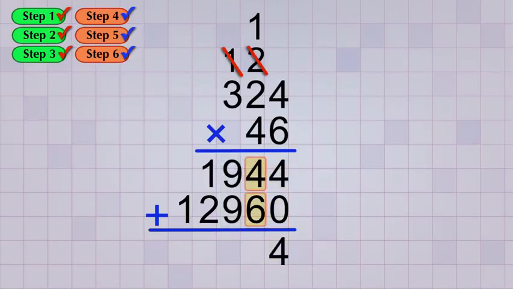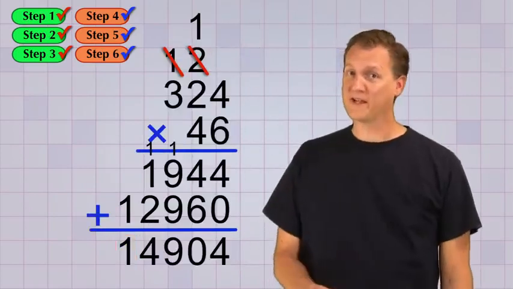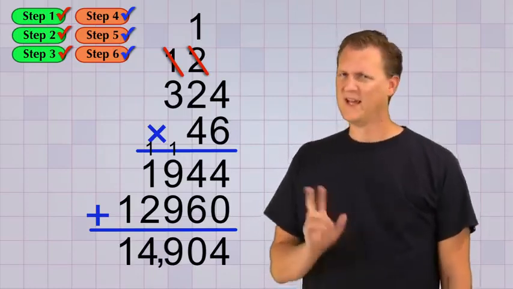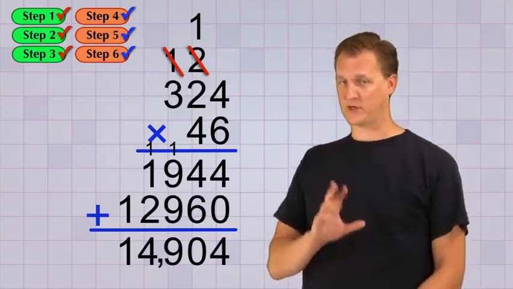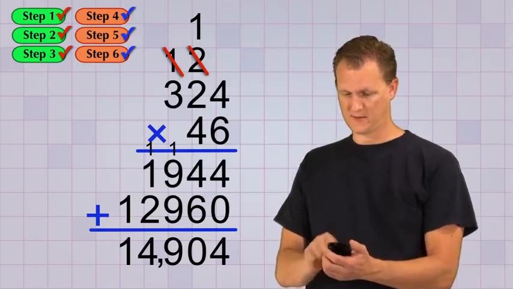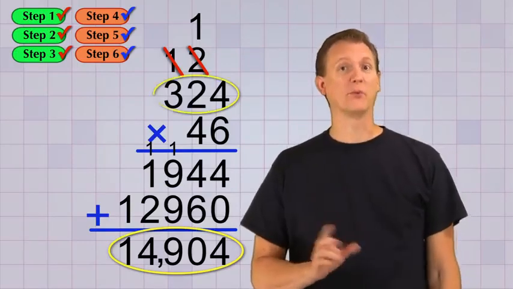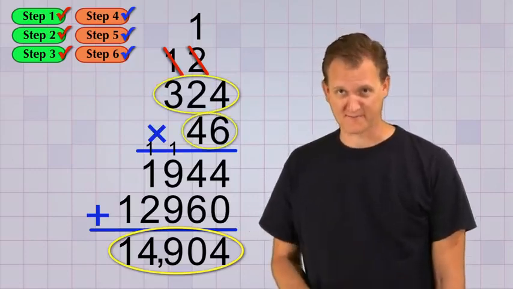4 plus 6 equals 10, so we carry the 1. 1 plus 9 equals 10. So we carry the 1 again. 1 plus 2 plus 1 is 4. And then our last answer digit is just 1. There. Our final answer is a pretty big number, 14,904. Let's double check with a calculator to make sure we got it right. Let's see. Yep, that's exactly what you get when you multiply 324 by 46.